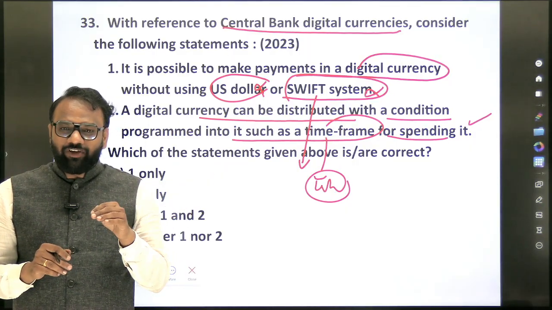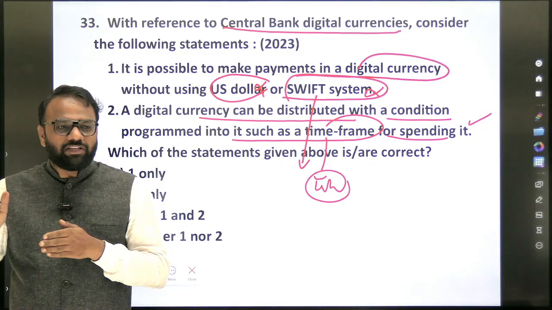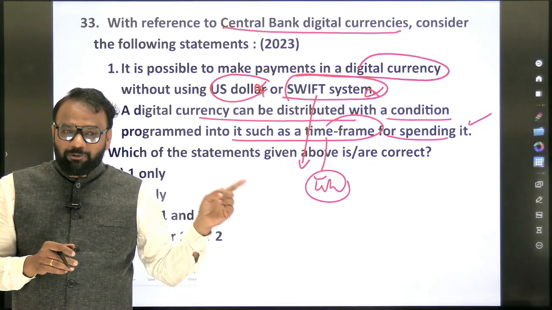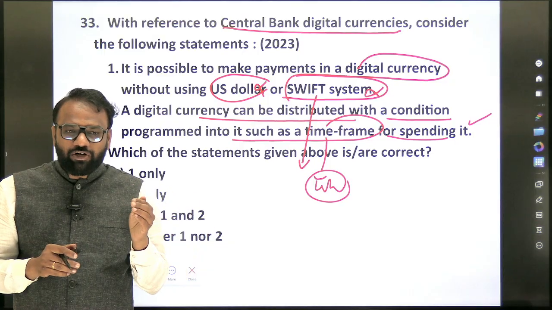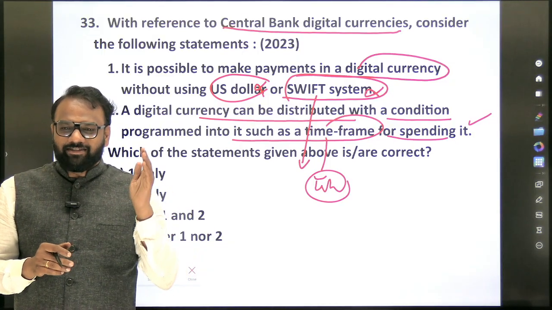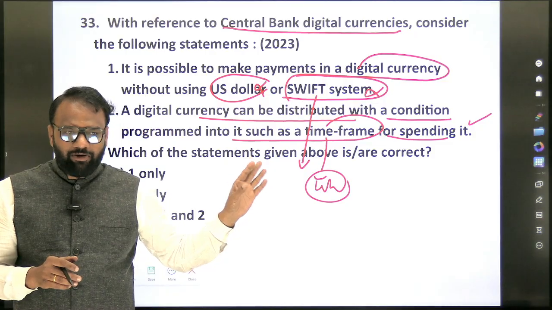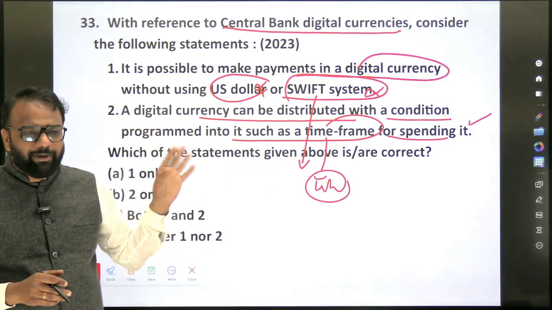So in this fashion, what we can ensure is that the money which is being transferred is being utilized in a proper way. Especially in the context of distribution of government subsidies, these things can be very much beneficial. So here the second statement is correct.